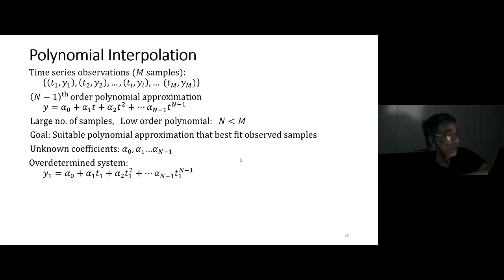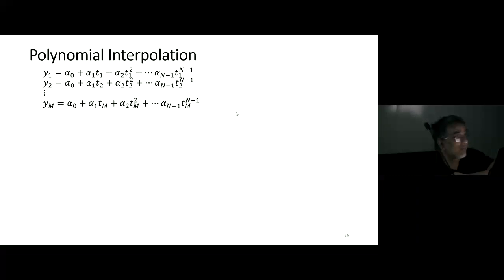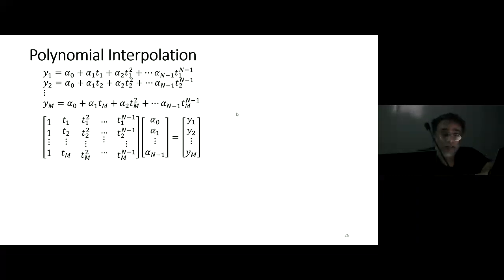This is an overdetermined system. The first observation yields this, the second, and all the way until the mth sample observation yields this equation. So this is what we have. In vector matrix form, it reduces to this.